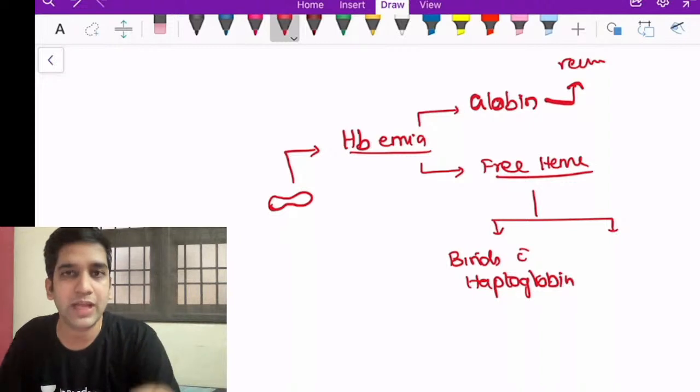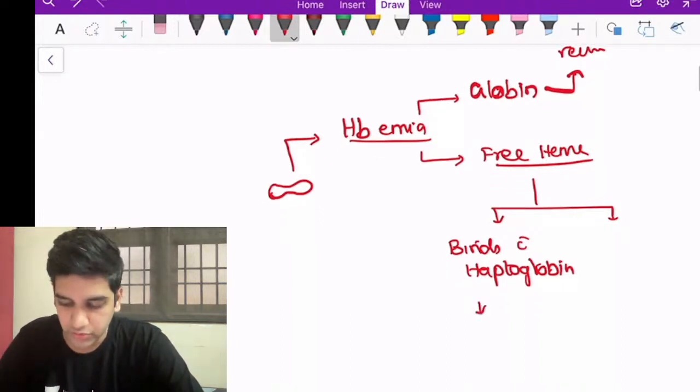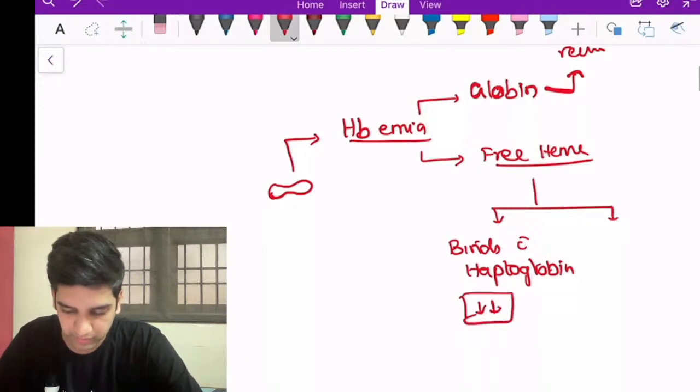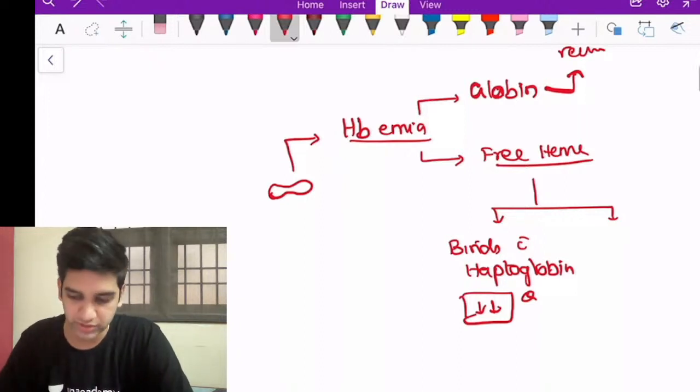So what do you think will happen to the levels of haptoglobin? Will it be reduced or elevated? You know that it's going to be reduced, right? So this is one of the pointers for me. This might be a question: the levels of haptoglobin will reduce in response to an intravascular hemolysis, right?